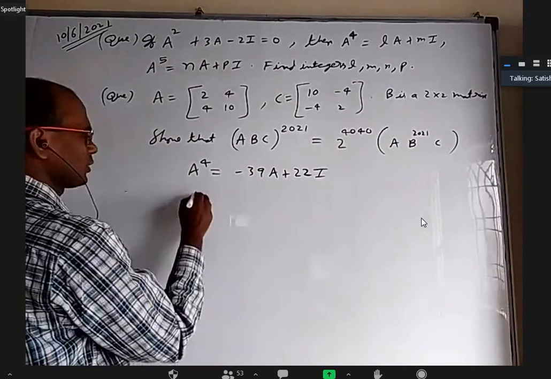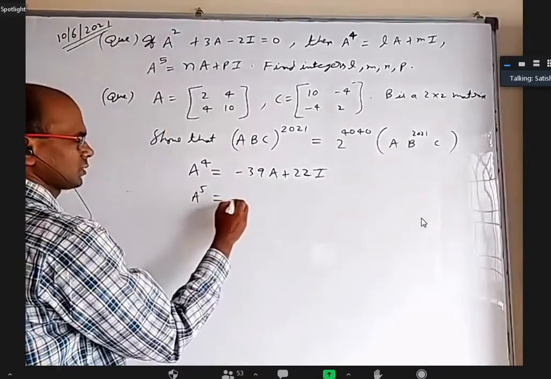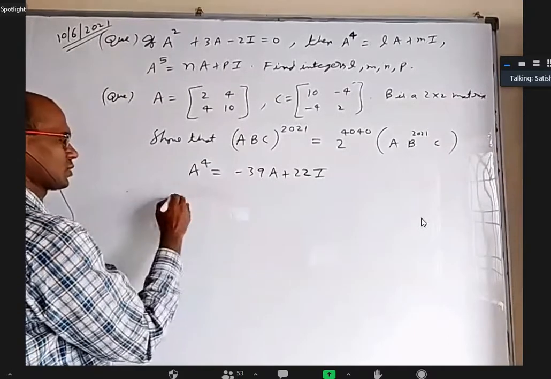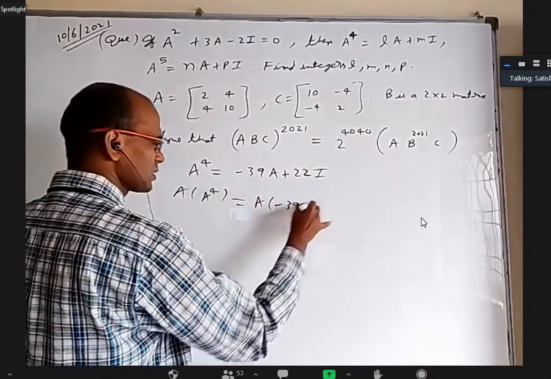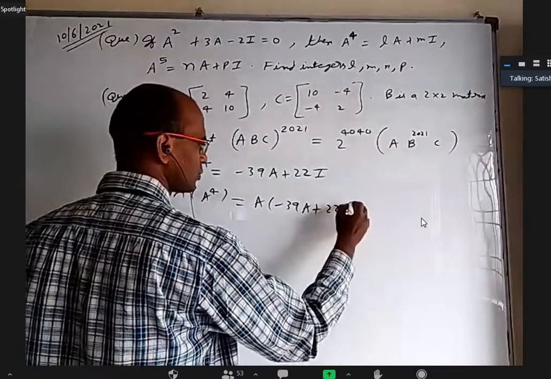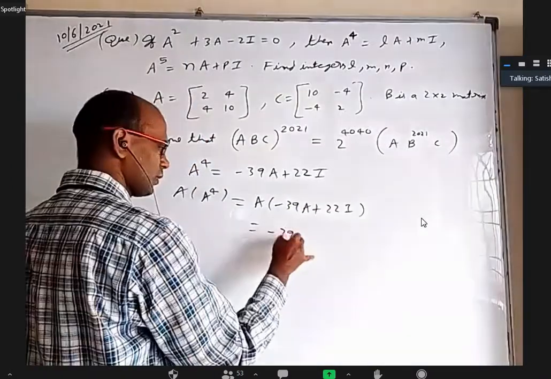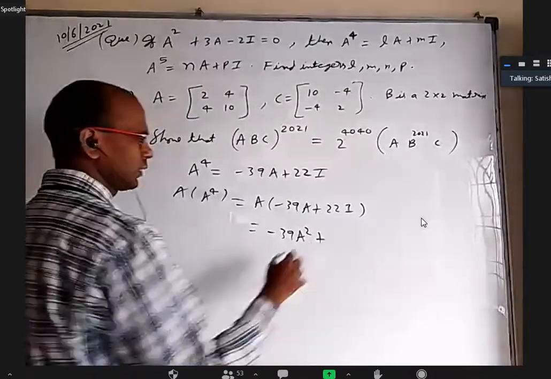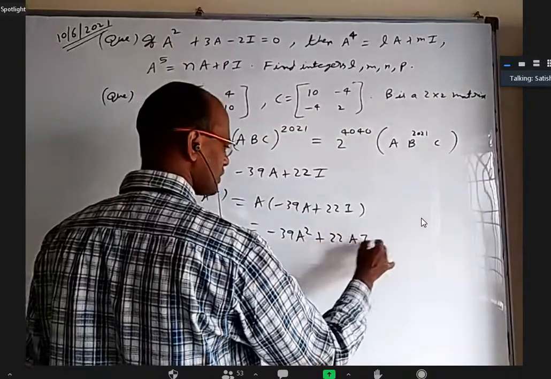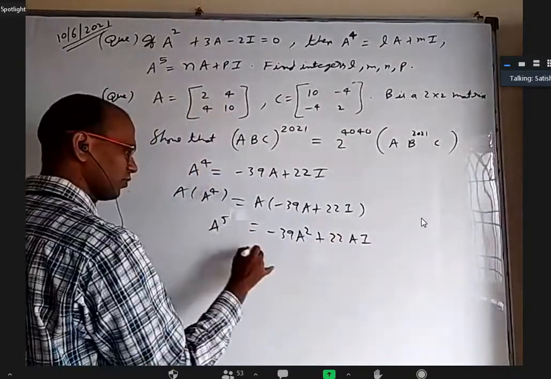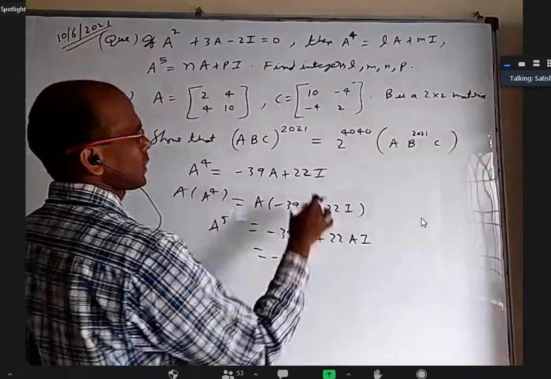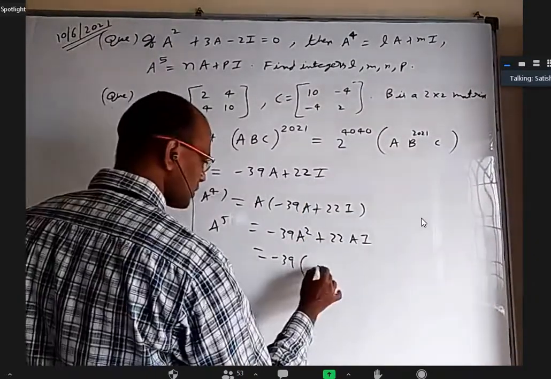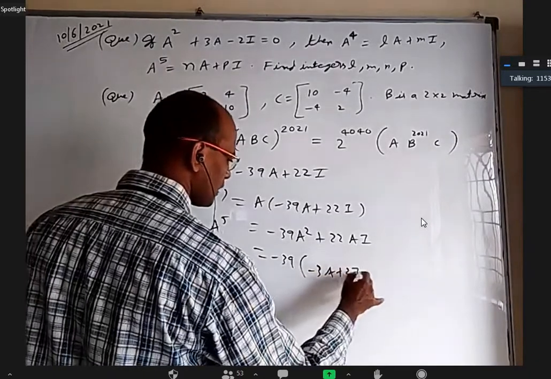Okay. So A power 5: I multiply A on both sides. So A into A power 4, A into minus 39A plus 22I, that is minus 39A square plus 22AI, that is A power 5. Minus 39, what is A square? 3A minus 2I.